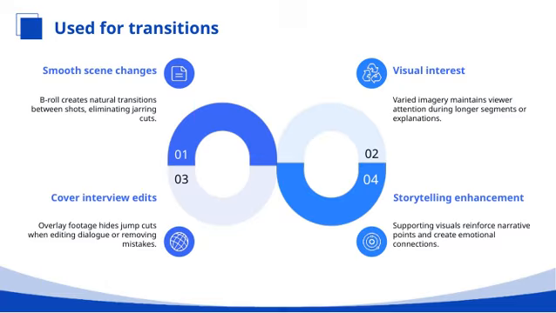Additionally, incorporating varied imagery keeps the audience engaged, especially during longer segments or complex explanations. This variety helps maintain visual interest and prevents viewer fatigue. Finally, supporting visuals can enhance storytelling by reinforcing key points and creating emotional connections. Overall, these transition techniques are vital for maintaining a professional, engaging narrative that keeps viewers immersed from start to finish.